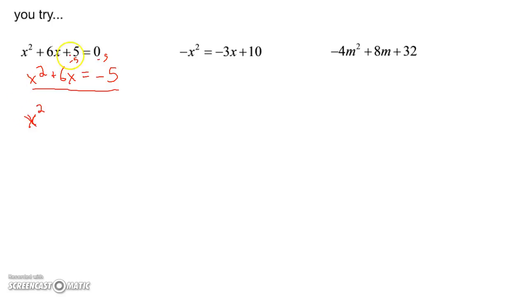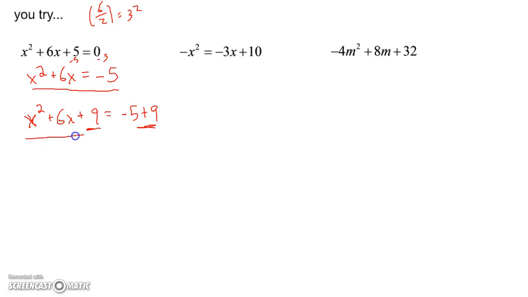What is 6 over 2? Well, that's 3 in this case. So I'm going to take 3 squared and add it to both sides. So this is plus 6x plus 3 squared. I'm running out of space in my pen. 3 squared is 9, so minus 5 plus 9. I have to add that to both sides of the equation.